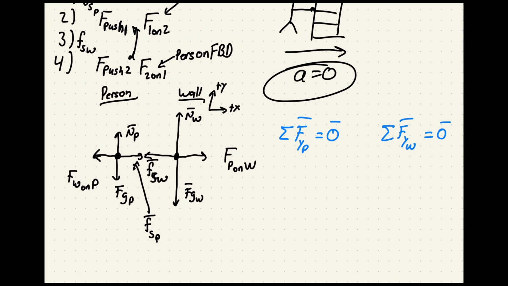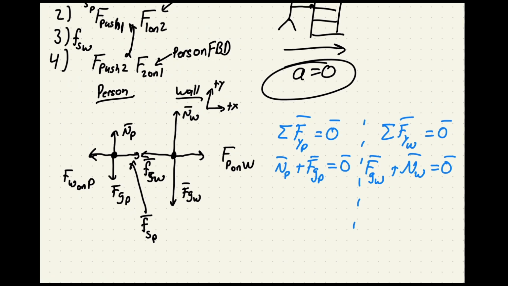Next step would be to pull out all of the y direction stuff, and these are two separate sets of equations. So our sum of F_y on the person is going to be the normal force vector, n sub p, plus the gravity vector on that person, and still equal to 0 vector. Similarly, on the wall, we will have a force person on wall, or nope, sorry, that's the X direction. We will have the force of gravity on the wall plus the normal force of the wall is equal to 0. We go over to our scalar world from our vectors.